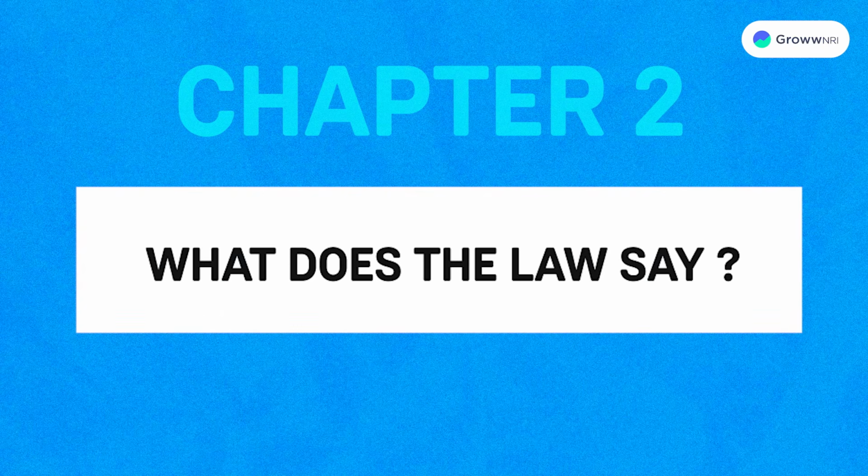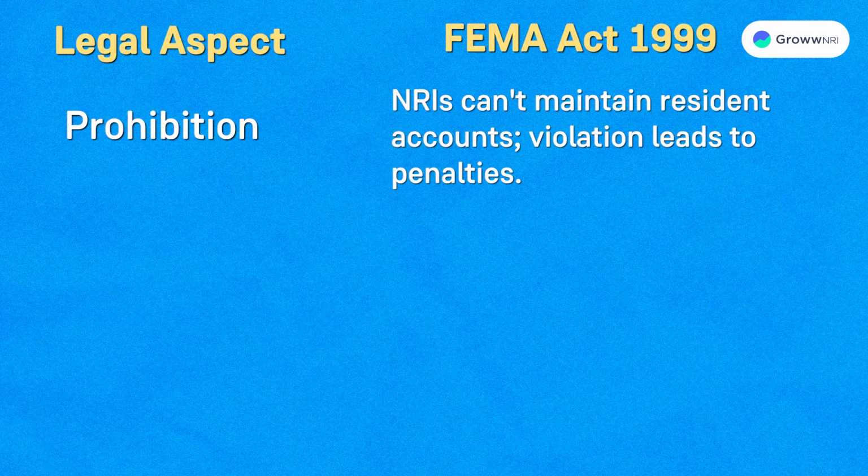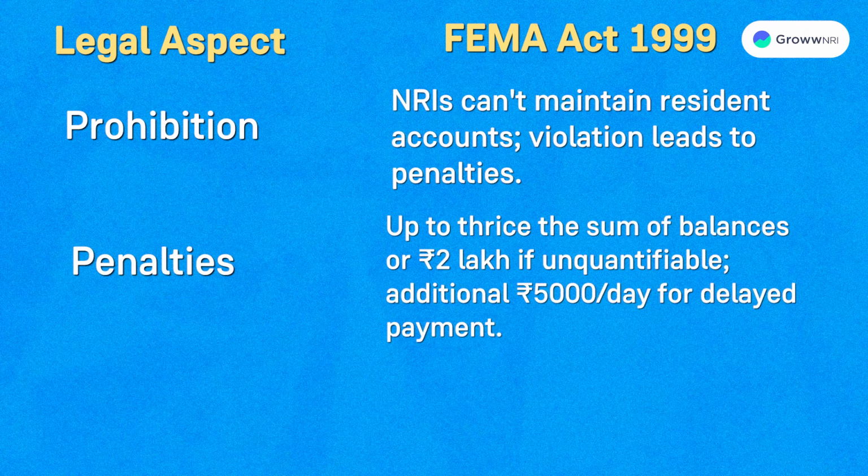Chapter 2. What does the law say? As per the FEMA Act 1999, as an NRI, you're not eligible to have a resident bank account in India. You must either open an NRI or an NRO account to make transactions in India. Section 13 of the FEMA Act 1999 says that if you violate any provision of the Act, you would be liable to pay up to thrice the sum of the balances in your resident account or up to 2 lakh rupees if the amount is not quantifiable.